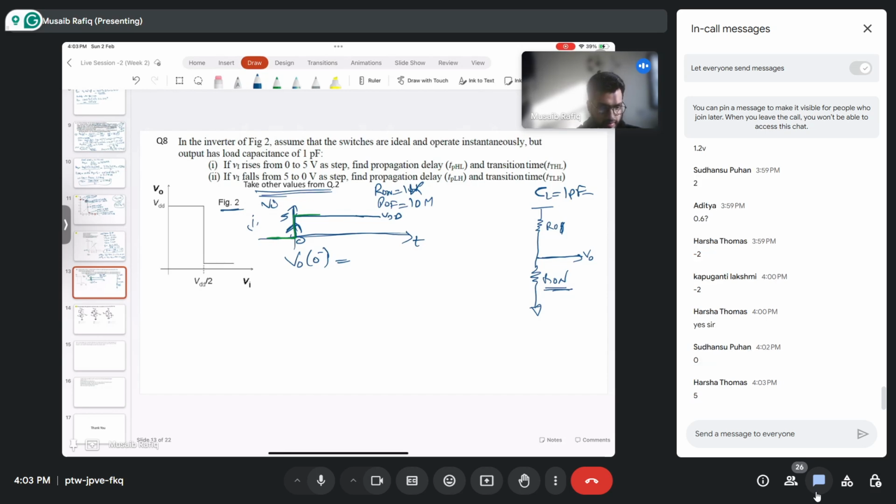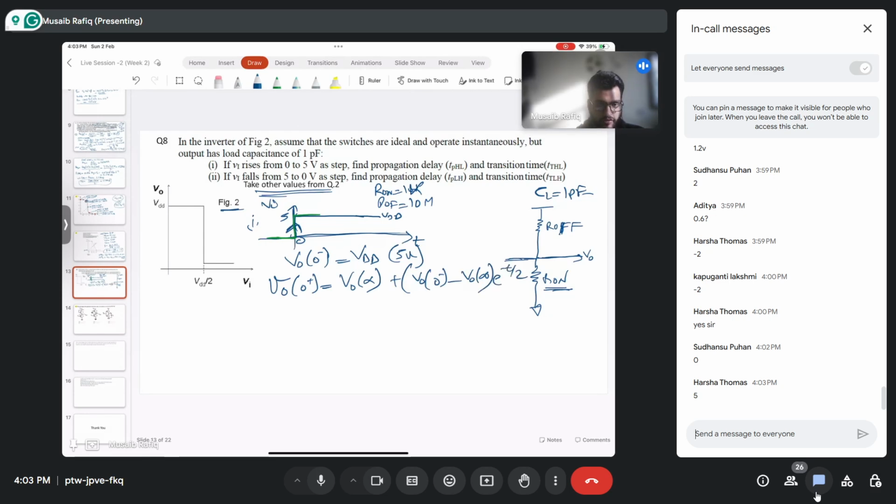V0 at 0 minus will be equal to VDD, correct. That is 5 volts. And from the network analysis, now you take this picture. I'll have this R off and R on. From network analysis, you will have V0 at 0 plus equal to V0 at infinity plus V0 at 0 minus minus V0 at infinity, e raised to the power minus t by tau.